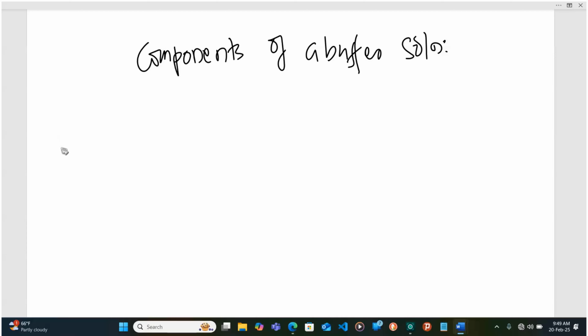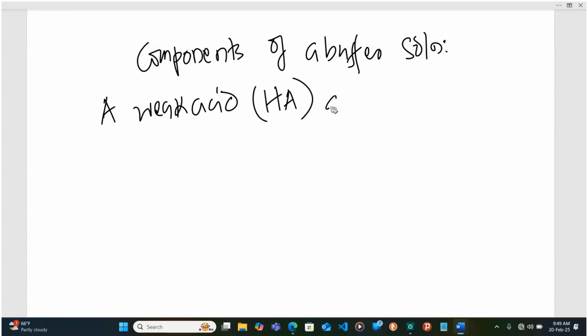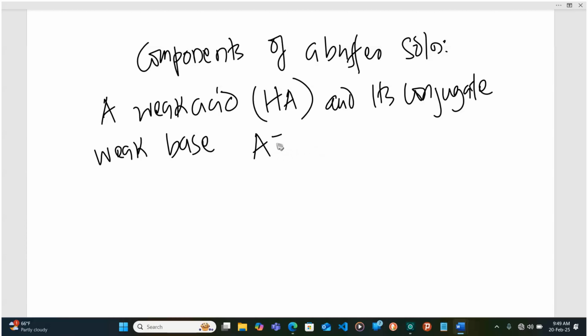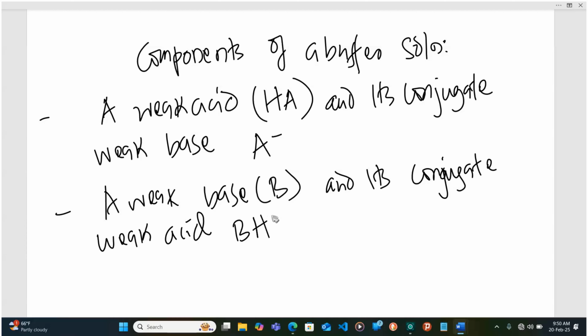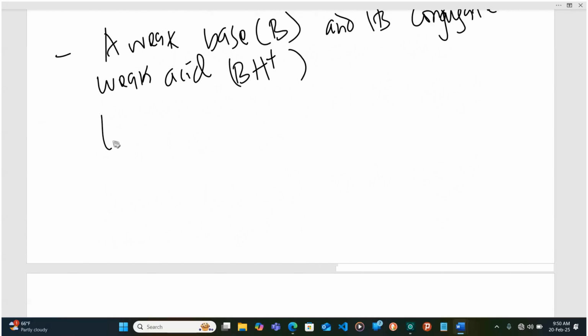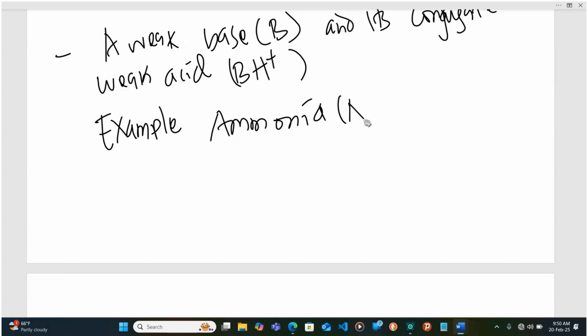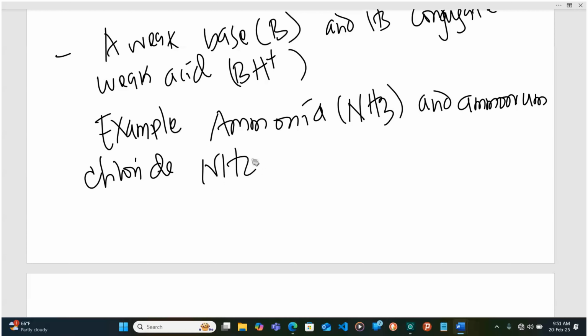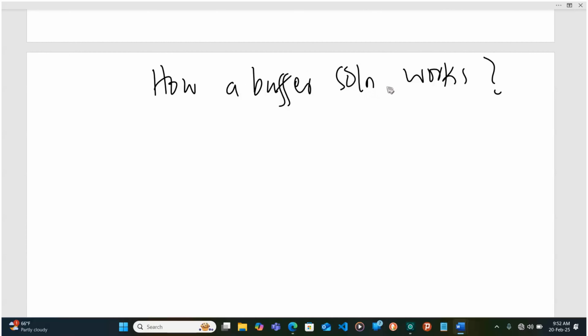Let's look at the components of a buffer solution. We said we have a weak acid and its conjugate weak base, which we symbolize with A-. Another one is a weak base, B, and its conjugate weak acid, which we symbolize with BH+. An example can be ammonia solution, NH3, and ammonium chloride, NH4Cl.